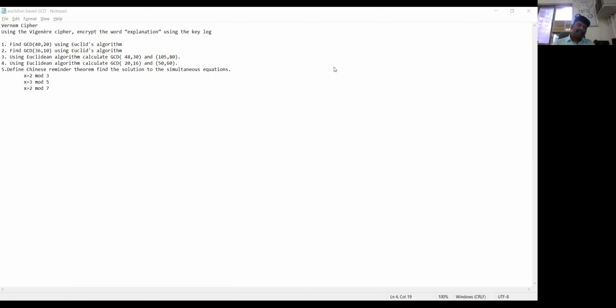I'll solve this part. GCD of 48 comma 30. This can be done using the Euclidean algorithm, where we take x and y: first 30 comma, and then 48 mod 30, which will give 30 comma 18.